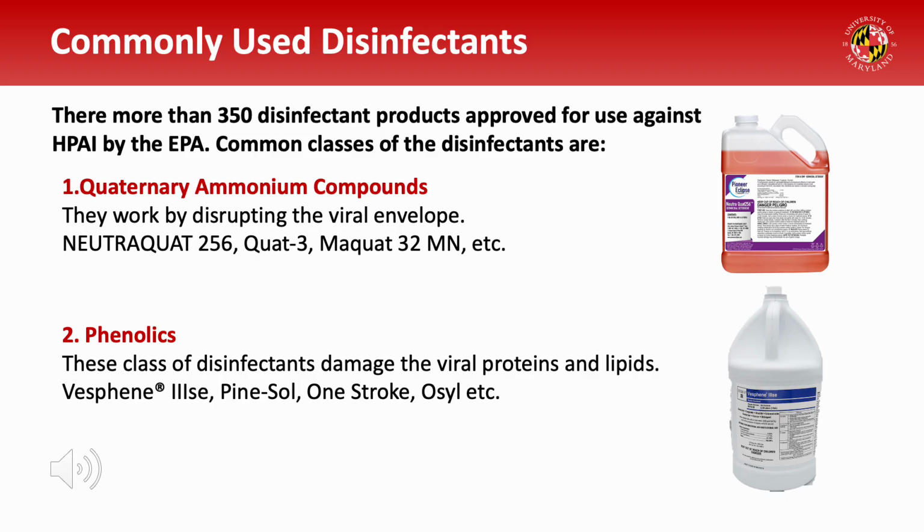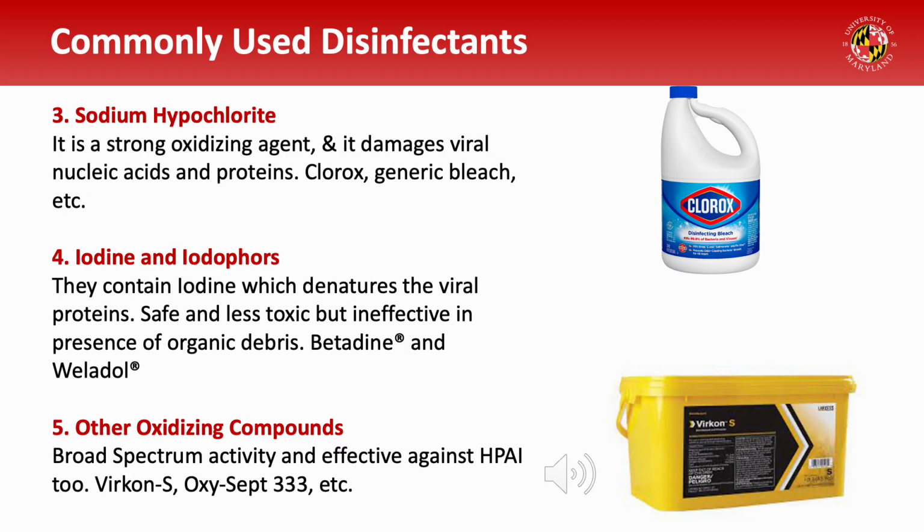2. Phenolics. This class of disinfectants damages the viral proteins and lipids. For example, Vesphene, One-Stroke, Osyl, Pine-Sol, etc. 3. Sodium hypochlorite. It is a strong oxidizing agent and it damages viral nucleic acids and proteins. For example, Clorox, generic bleach, etc.